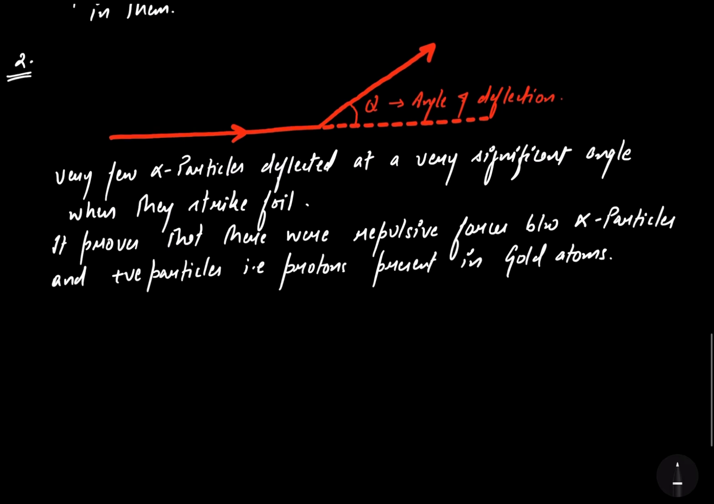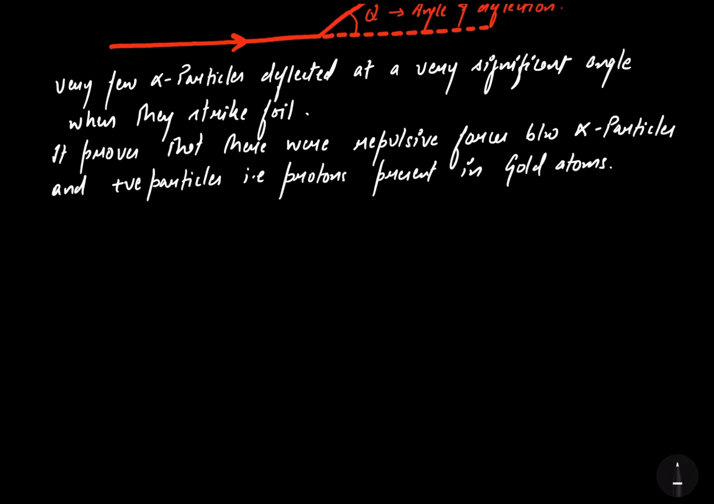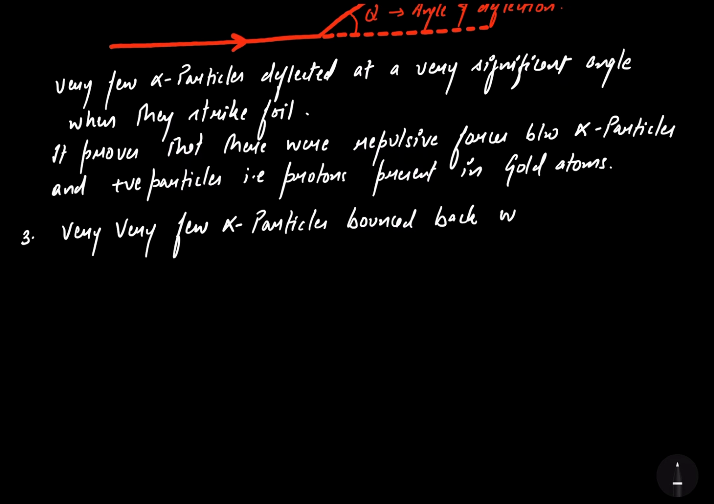Now let's talk about the third observation. The third observation is that very few alpha particles bounced back with an angle of deflection of 180 degrees, which was very surprising.